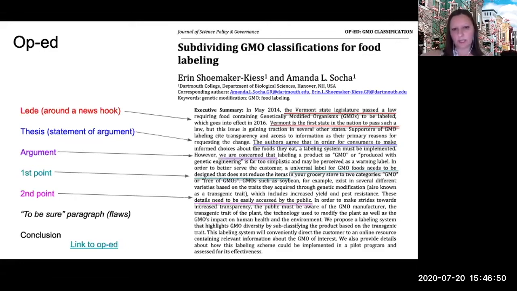It also has the potential flaws in the argument, because this is very one-sided and saying, here's what we argue, but it's good to be aware of potential flaws as well, or weaknesses in the arguments. So it's kind of getting you to think about that too.